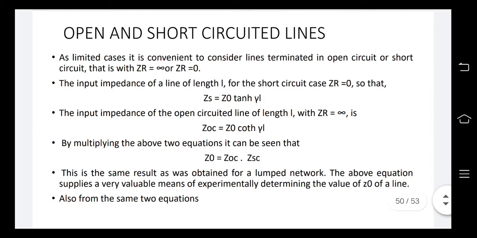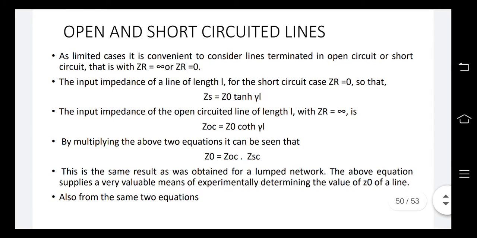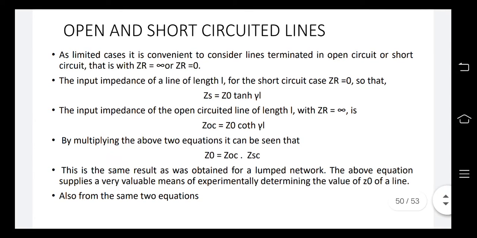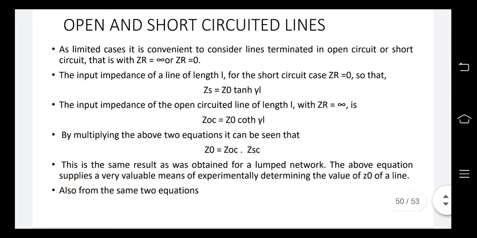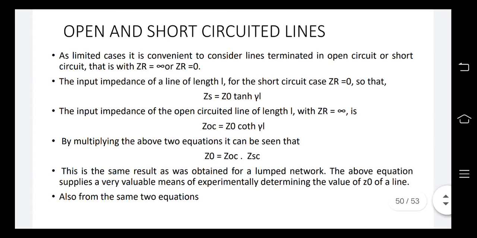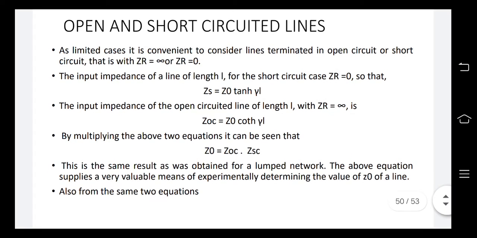If you multiply the short circuited impedance and the open circuited impedance, you get Z0 squared equal to ZOC times ZSC. This is the same result as was obtained from a lumped network. The above equation supplies a very valuable means of experimentally determining the value of Z0 of a line.